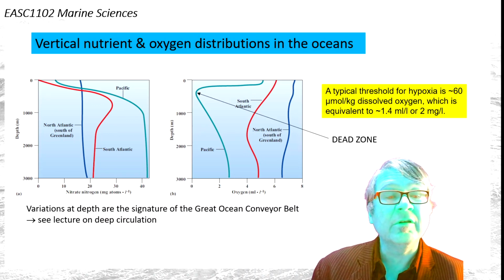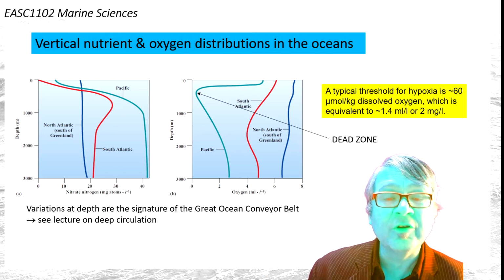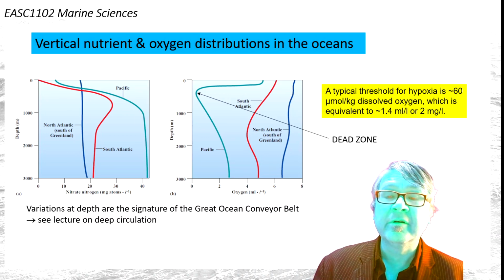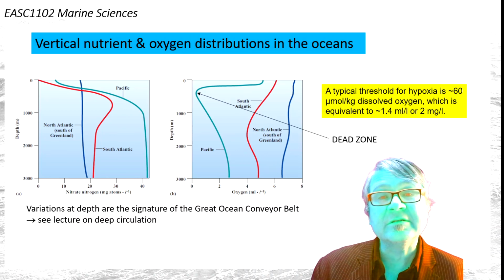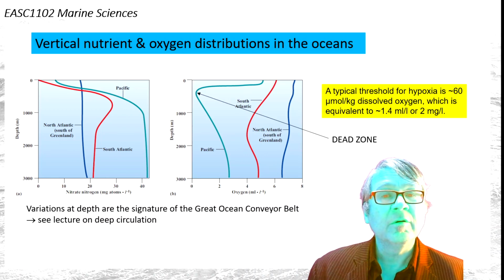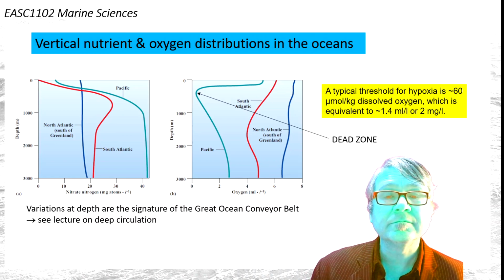Okay, so you learned about the oxygen and nutrient distributions in the ocean. Indeed, oxygen distributions are critical for marine life.